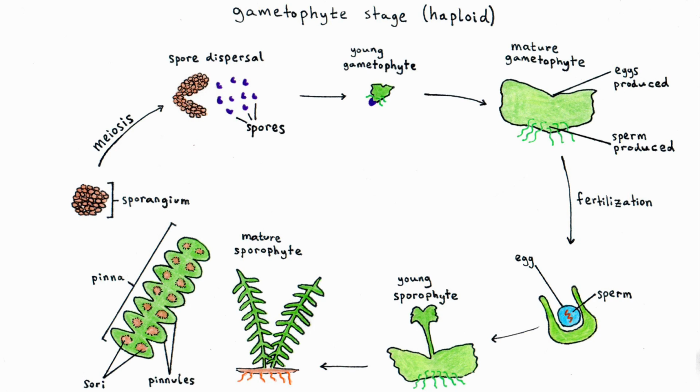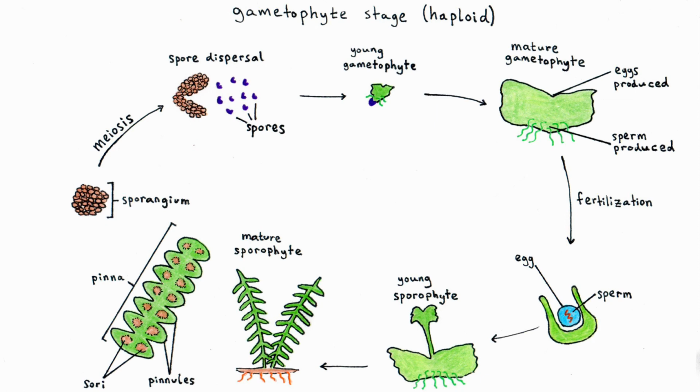the egg cell. Now we are back in the diploid generation because we have two sets of genetic information, one from the sperm cell and one from the egg cell. Following fertilization, a young sporophyte begins to grow out of the gametophyte. This sporophyte will develop into a mature sporophyte, or a fern.